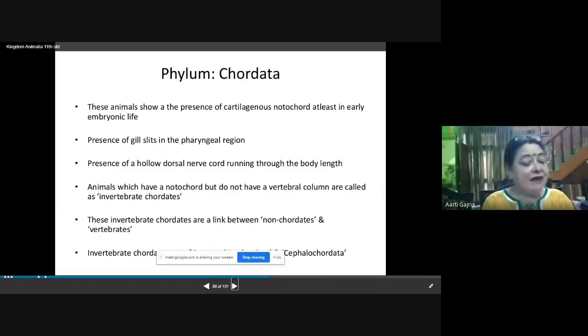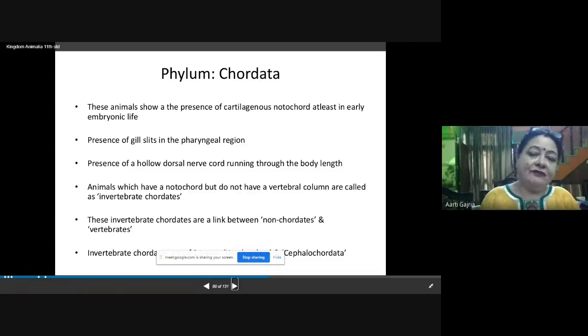Animals which have a notochord but do not have a vertebral column are called invertebrate chordates. Now the chordates can be divided into invertebrates and vertebrates. Invertebrates are the chordates where the notochord is present, but the vertebral column is not present. So they are called invertebrates. And when the vertebral column is present, then they are called vertebrata or vertebrates. So invertebrate chordates are the link between non-chordates and vertebrates.